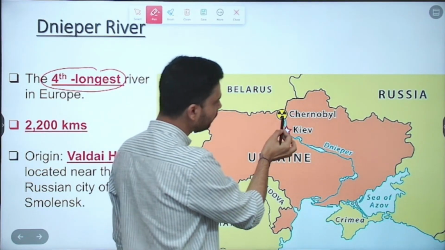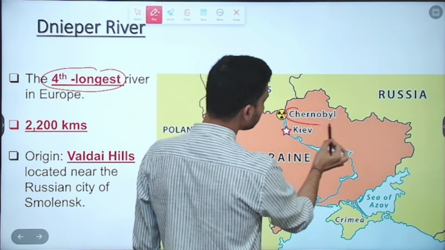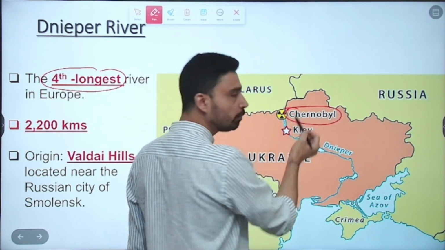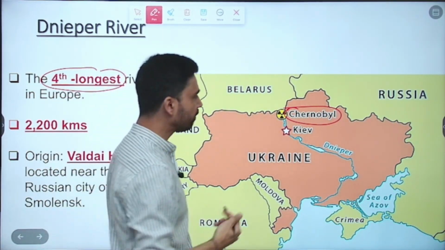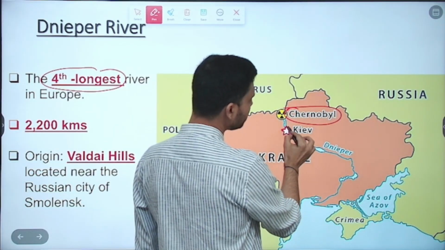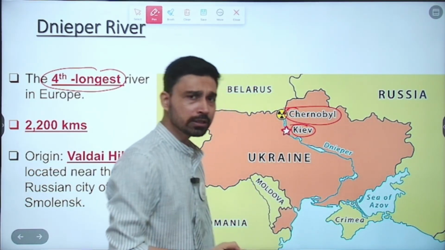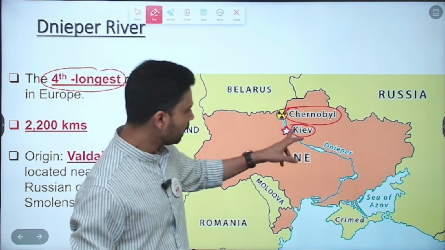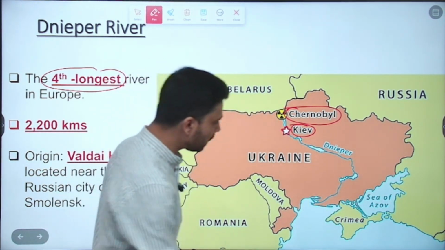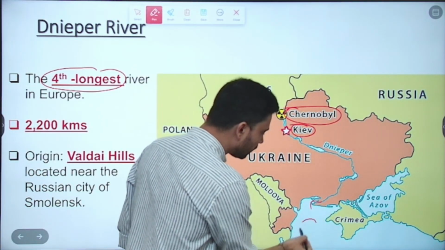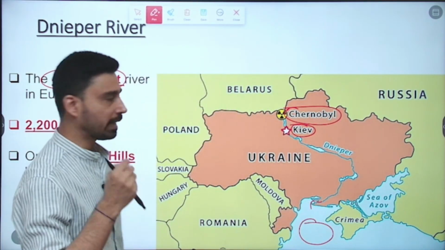Then the third river is the Dnieper river, which is the fourth longest river of the entire European continent. You can see from here, along the bank of the Dnieper river you will find Chernobyl, a city well known for one of the worst industrial, nuclear disasters we have witnessed in our history, plus the capital city of Ukraine, Kiev, which is located along the bank of river Dnieper. Then it flows through entire Ukraine, dividing it into northern and southern parts, and then finally it drains out, again in the Black Sea.